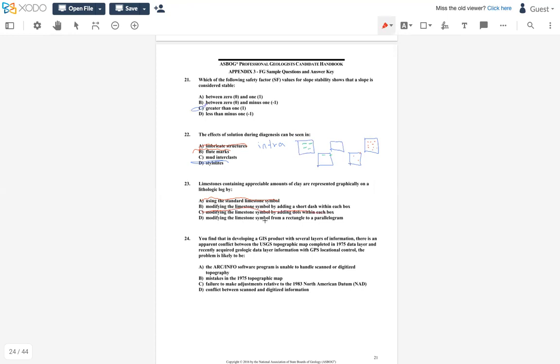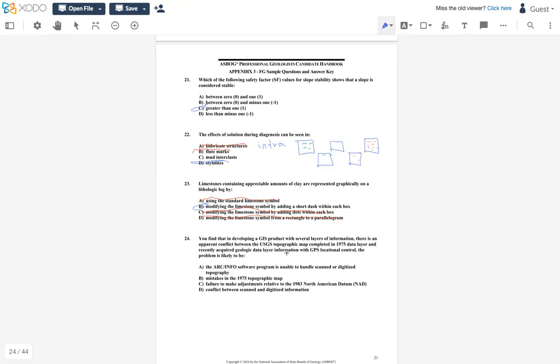Modifying the limestone symbol from a rectangle to a, okay, that's just nonsense. We can ignore that. So B is definitely the correct answer. I've never seen a parallelogram in a lithologic log. So maybe that exists, maybe it doesn't. I've never seen it. I'm just going to go with what I know and say that's not important for us.